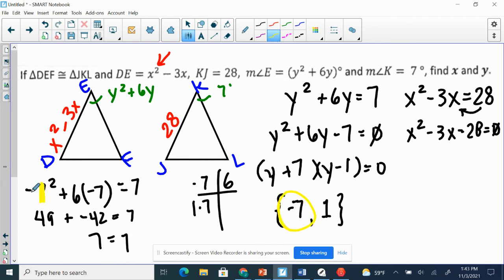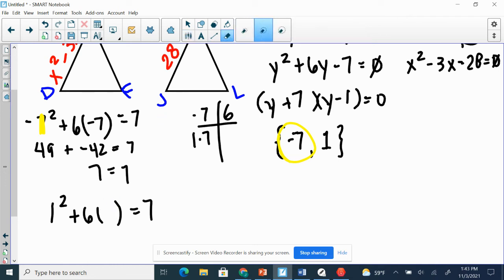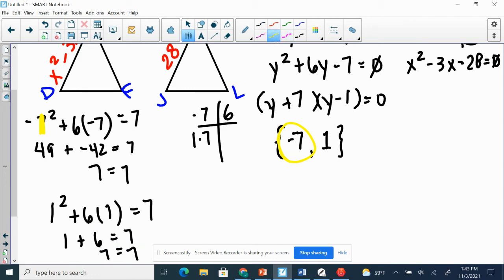So positive 1 squared. I'm just trying to save space. Don't be lazy. 1 squared plus 6 times 1 equals 7. 1 squared is 1 plus 6 equals 7. So right now, both of those are good. So both of these are good answers for y. So y could be both negative 7 or positive 1, because this is a quadratic.